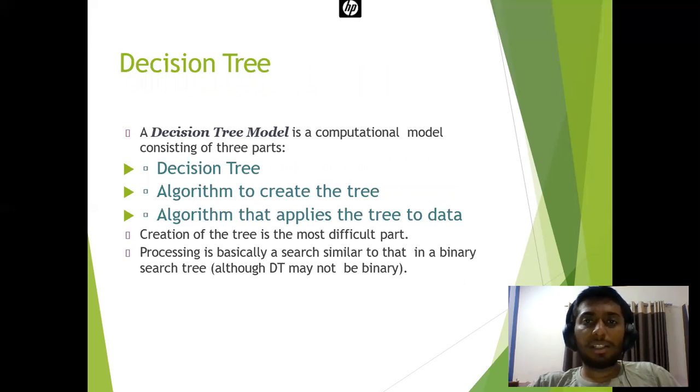The decision tree model is a computational model consisting of three parts: a decision tree, an algorithm to create the tree, and an algorithm that applies the tree to the data. Creation of the tree is the difficult part, and processing is basically a search similar to that in a binary search tree, because once we have created the tree, the processing is simple.